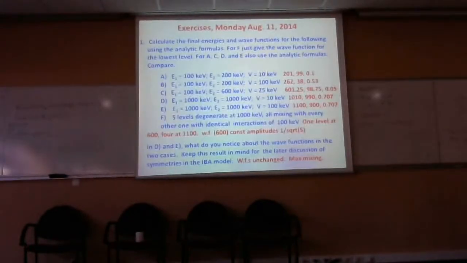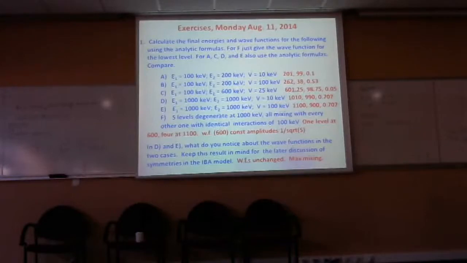Okay, so here was the first question, and in red are the answers. In this case, you have two levels 100 kilovolts apart with a small interaction. And you see that the levels only move about a kilovolt. And the beta, the small component of the mixing amplitude, is 0.1. I mean, beta squared is 1%.